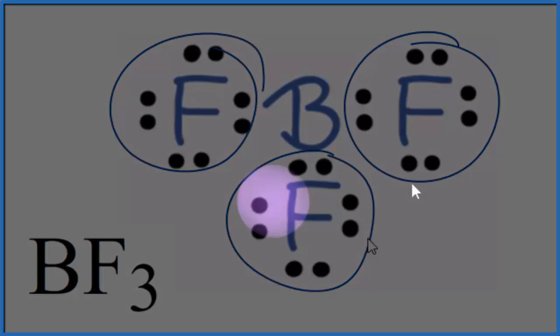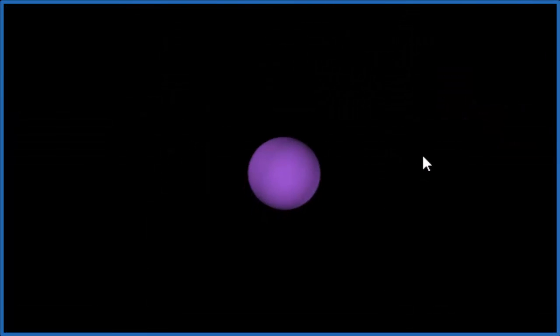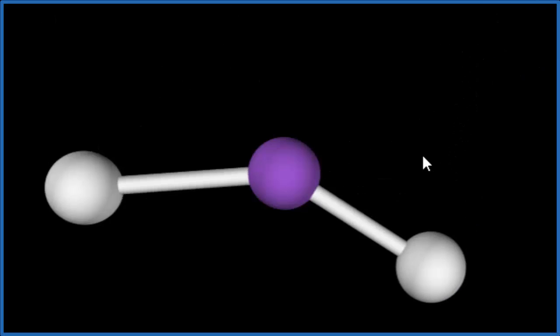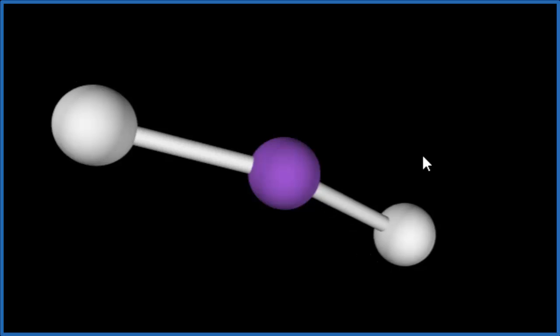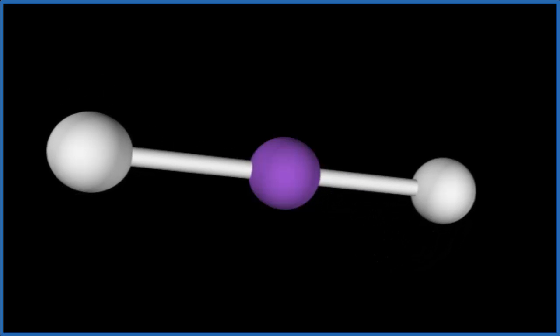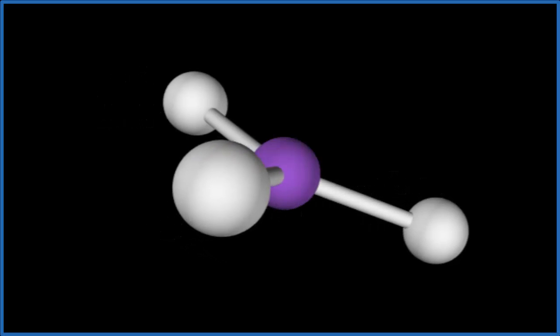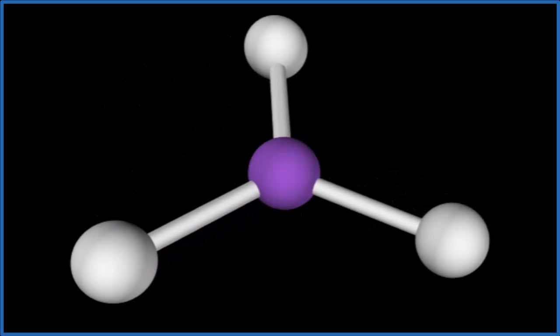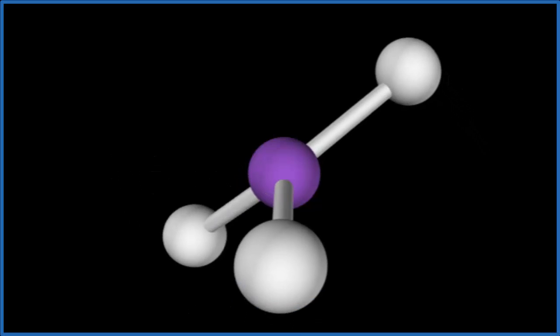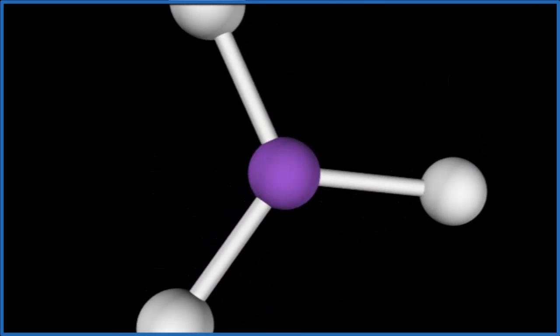Let's try that. So here's our central boron atom, the purple. We're going to add those 3 fluorine atoms. There's 1, 2, and you see they spread out from each other as far away as they can. We add the third one, and this right here is considered trigonal planar. You can see they're all on a plane here. So this is the molecular geometry for BF3, trigonal planar. And the bond angles will be 120 degrees.